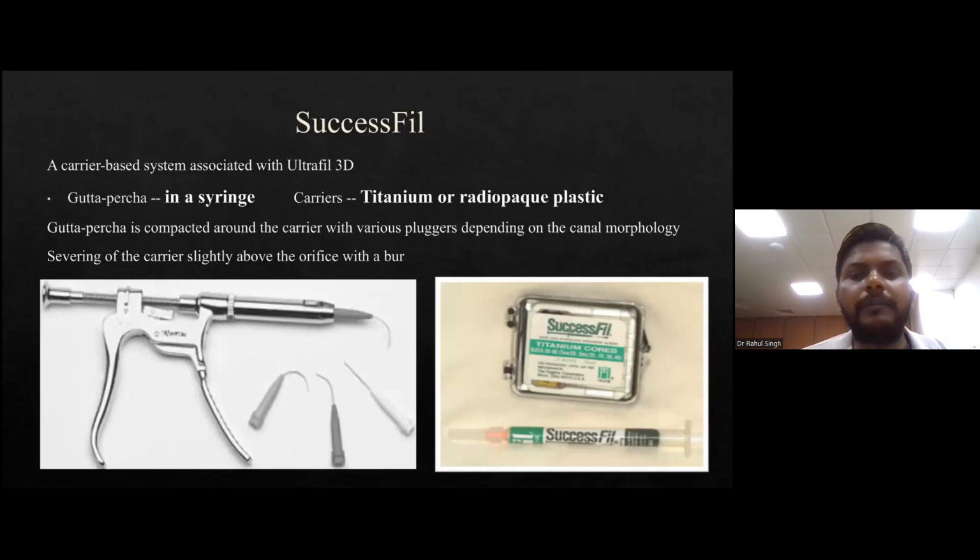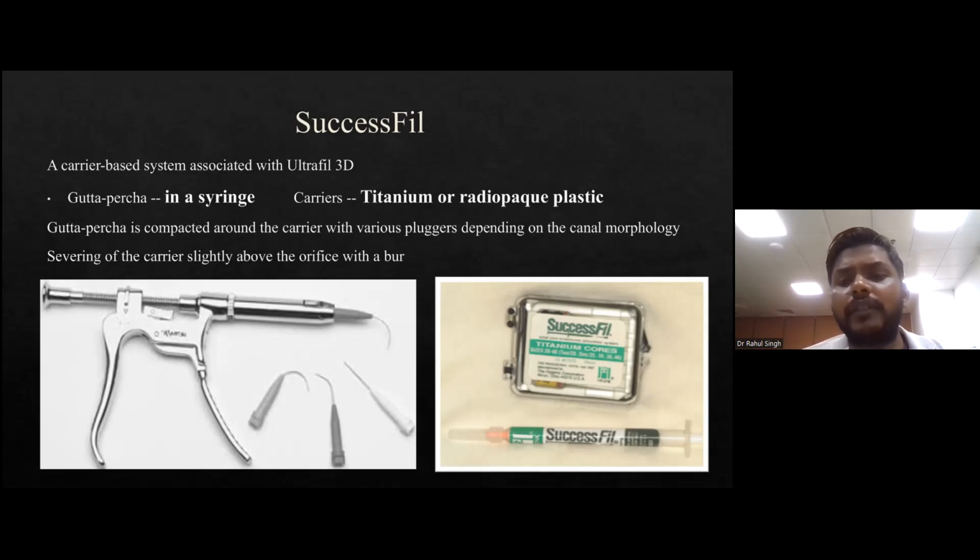Coming on to the SuccessFil. SuccessFil is nothing but a carrier-based system associated with Ultrafil 3D, Ultrafil 3D that we learned in the thermoplastic injection technique. Now, what we do is that gutta percha is there in the syringe, and the carriers are titanium or radio-opaque plastic. So gutta percha is compacted around the carrier with various pluggers depending on the canal morphology, severing the carrier slightly above the orifice with a burr.